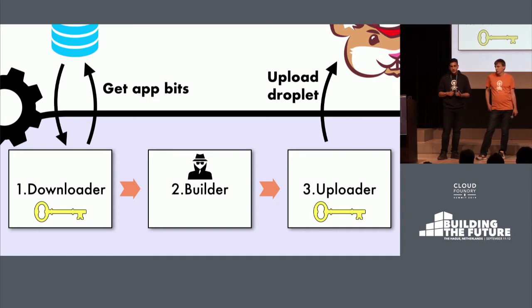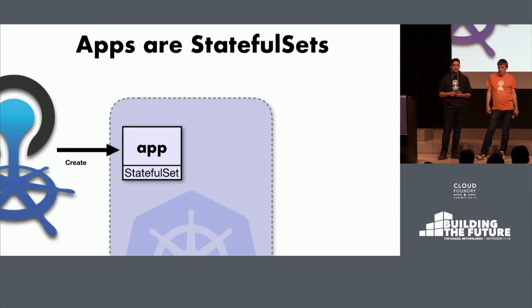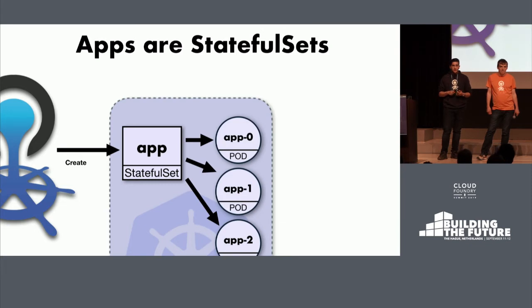So now that the app is staged, Eirini has to tell Kubernetes to actually schedule it. And it does that by creating a stateful set. And as Alex already explained, stateful sets basically manage a group of objects with identical container spec. And these objects are pods. Now, usually pods consist of one or multiple containers, but in the case of Eirini, it's always one container. And this is the container that's actually running the app.